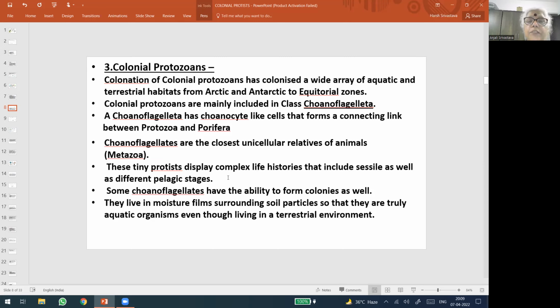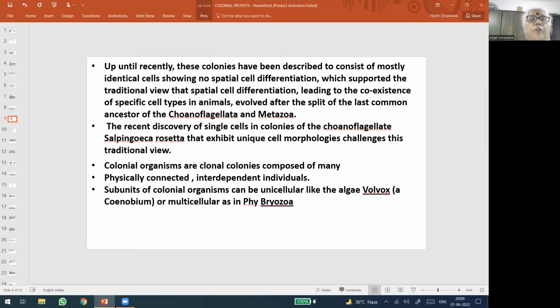These tiny protists display complex life histories, including sessile as well as different pelagic stages, जो फ्री स्विमिंग भी हैं और sessile forms भी हैं, जिसका sessile form का सबसे brilliant example है Pterodospongia that we will see now. Now many choanoflagellates have the ability to form colonies.